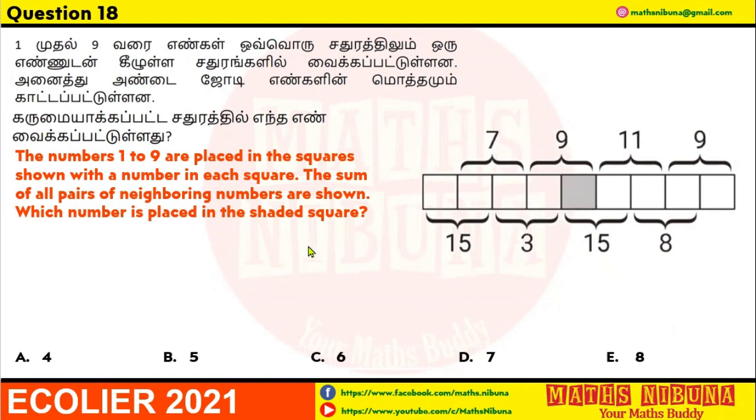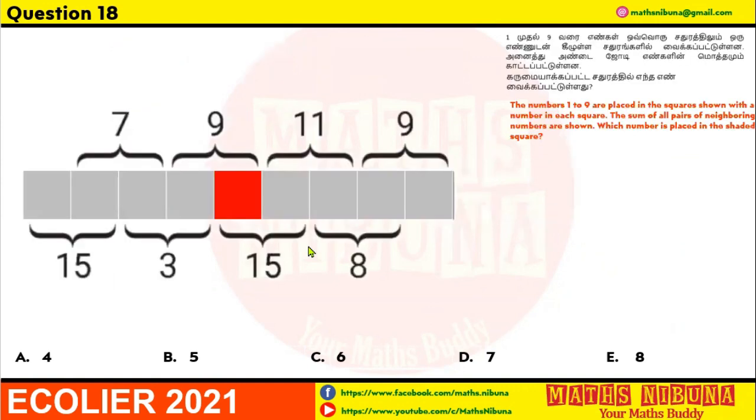Now for this question, we have to just test with some numbers first. For this question, what you do, you look at the smallest number. 7, 9, 11, 9. 3 is the smallest number. So how can we get a 3? Here we don't have it, because we are using 1 to 9 only.